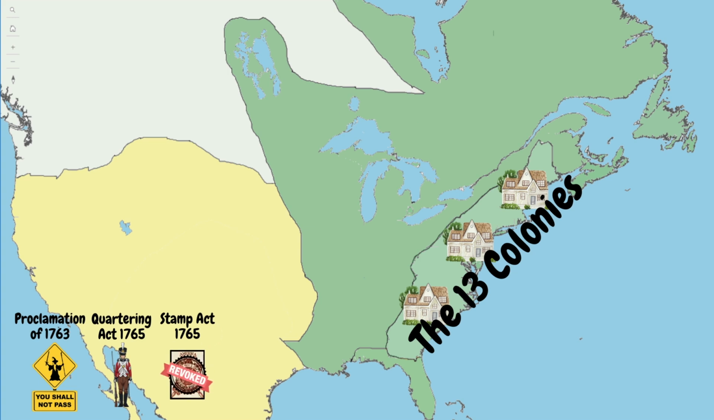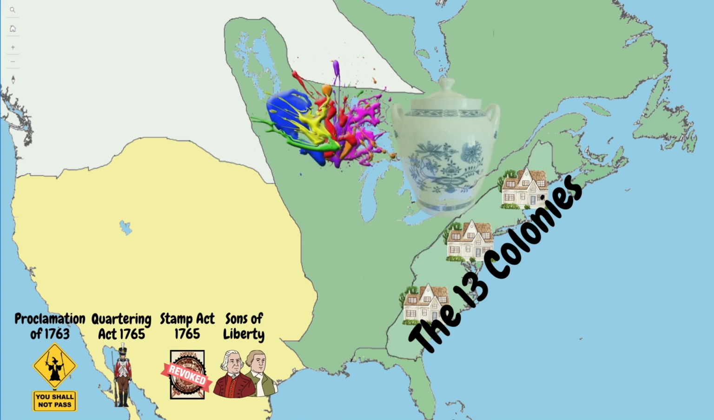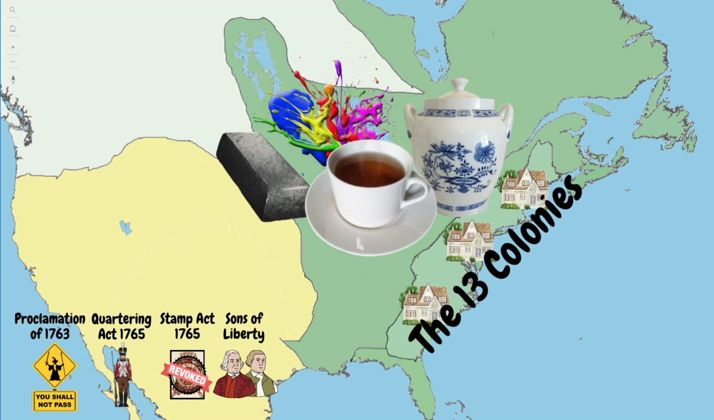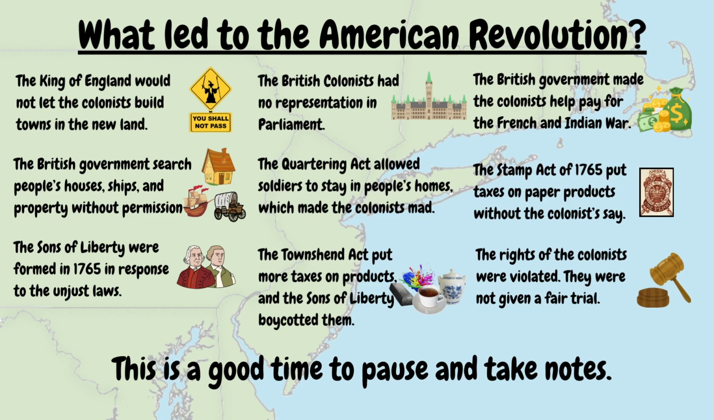The Stamp Act was successfully repealed, which meant that it was cancelled by the British government. This was partly due to the Sons of Liberty. They were a protest group formed by Sam Adams and Paul Revere. Next came the Townshend Acts. This was an attempt by the British to put more taxes on different products.